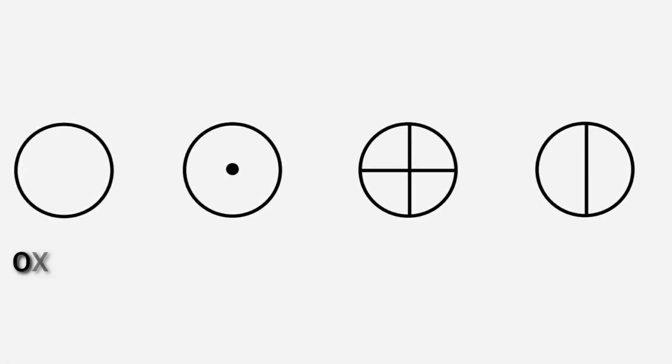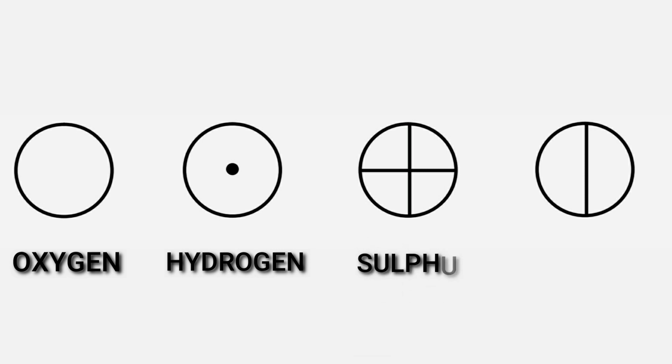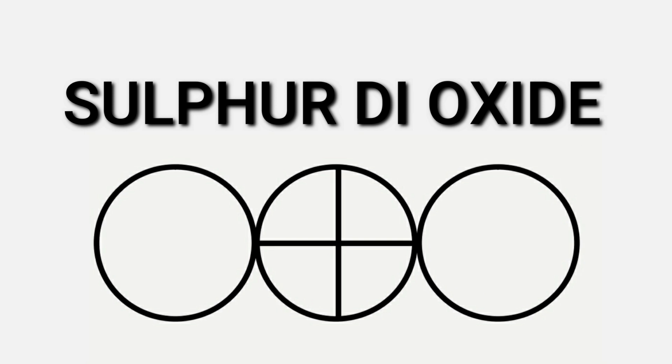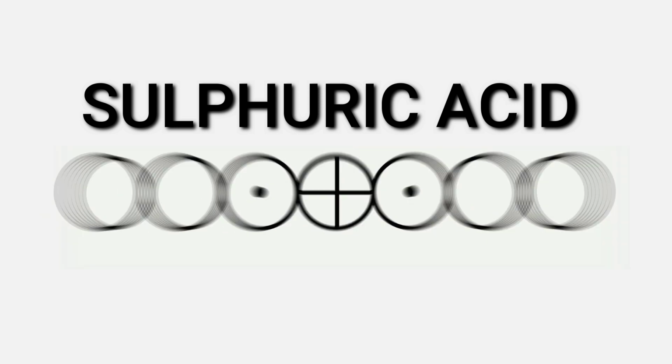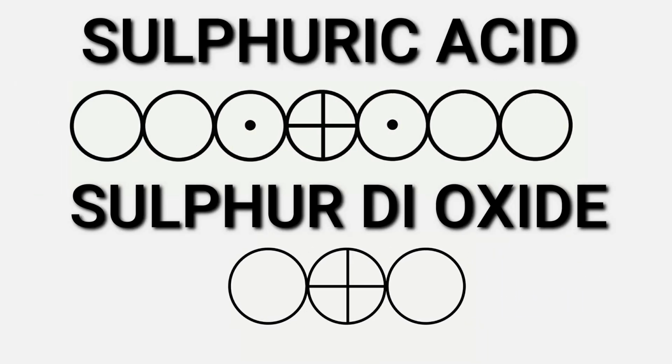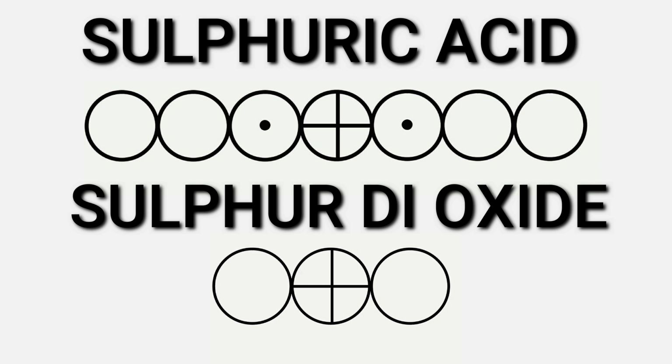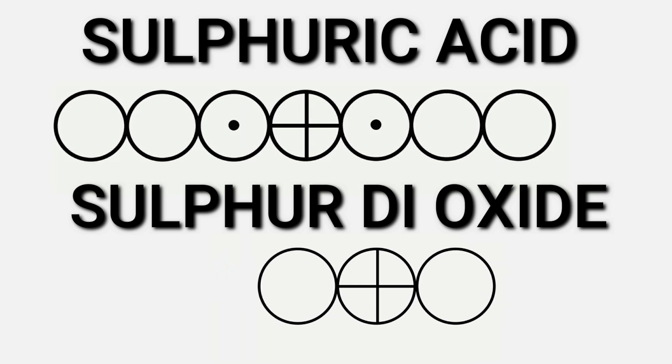He used a circle for oxygen, a circle with a dot at the center for hydrogen, a circle with two diameters crossed for sulfur, and a circle with one diameter for nitrogen. If we use these symbols to write the formula of sulfur dioxide, it will look like this. If we write the formula of sulfuric acid, it will look like this. So you can see that it is quite impractical and tedious to use these figurative symbols.